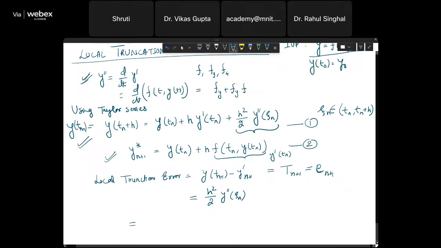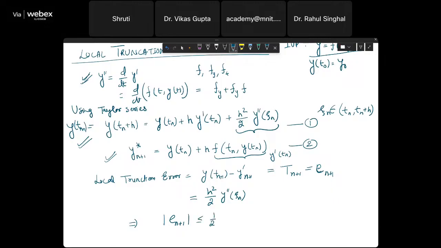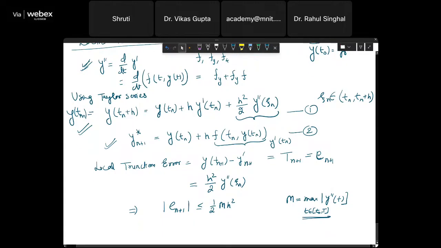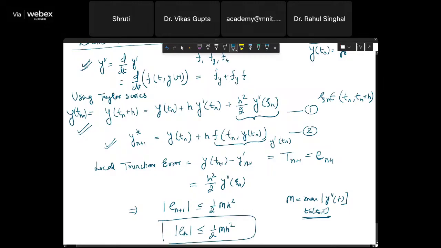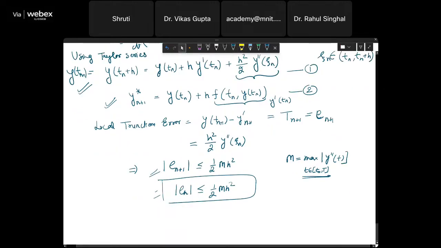From here we can write that mod of en plus 1 is less than or equal to 1 by 2 M h square, where M is the maximum value of y double dash t, where t belongs to the interval t naught to T. This is the domain over which the initial value problem is considered. So if we take this maximum of y double dash, we can say that the truncation error is bounded by 1 by 2 M h square. For n plus 1, the same way you can write for n also. At every step it is this.